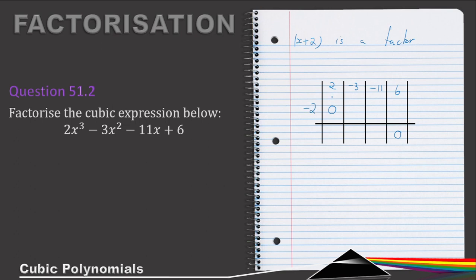So I'm adding down. 2 plus 0 is 2, multiplying through. Minus 2 times 2 is negative 4, adding down gives minus 7, multiplying, this gives me positive 14, adding down gives me 3, and multiplying, 3 times minus 2 is minus 6. So minus 6 plus 6 is 0, so I know I'm right there. And then this becomes my new factor, so x plus 2, and then 2x squared minus 7x plus 3. Okay, that's my x squared, my x term, and my constant.